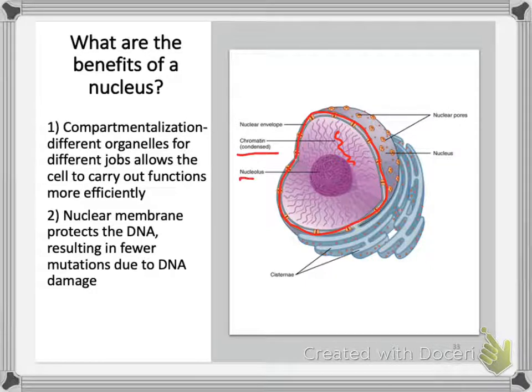Our cells also have something called the nucleolus, which is kind of a dark spot in the nucleus. And that is the part of the DNA that actually makes ribosomes. Okay? And so that's found in there. But the main thing you need to remember is it has this special membrane surrounding the DNA, and that's going to protect it. And it protects the DNA so that there are fewer mutations due to environmental damage.